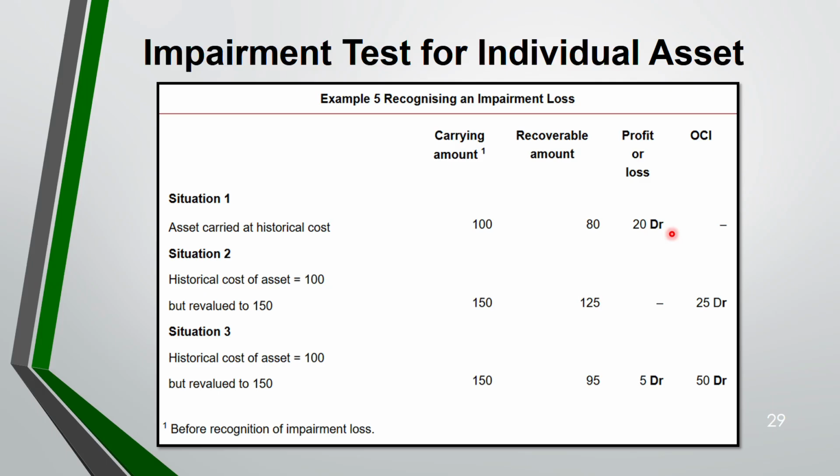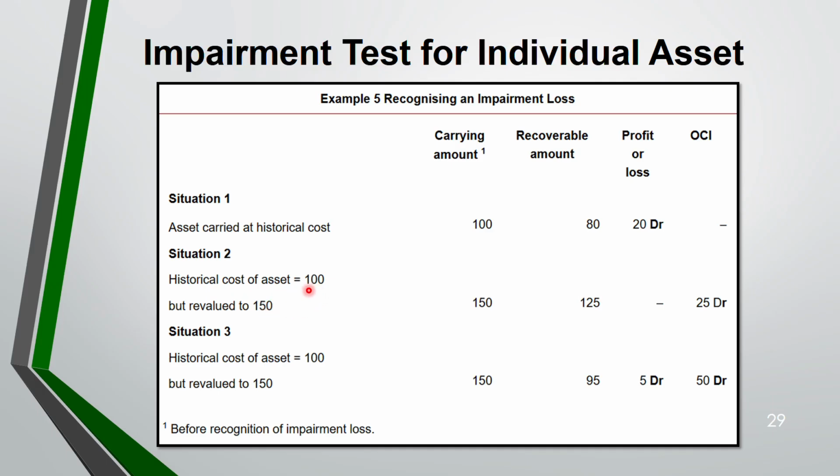But mostly in the exam they might give you the second or third situation to test, because the first is very easy. Still, you have to know it because it might come as part of Section A objective test questions. Then situation 2: historical cost is 100 but it has been revalued to 50.